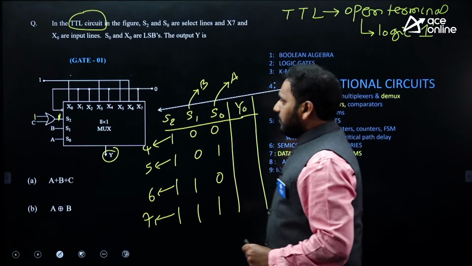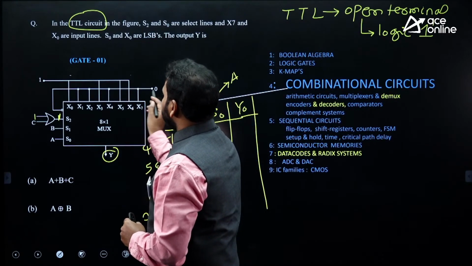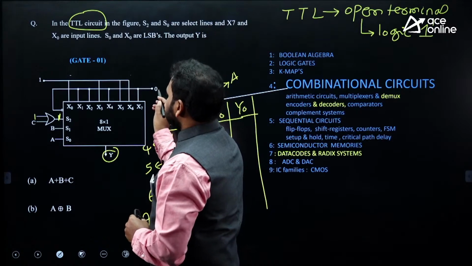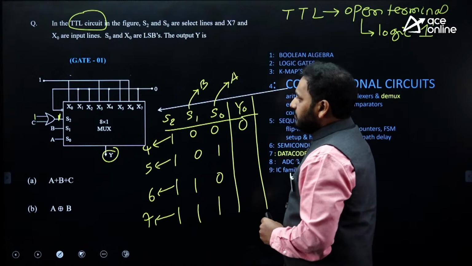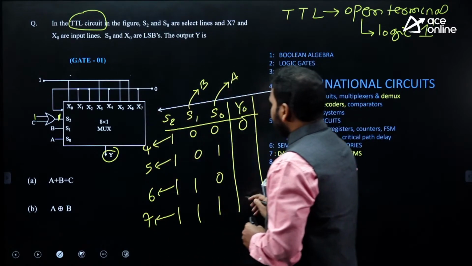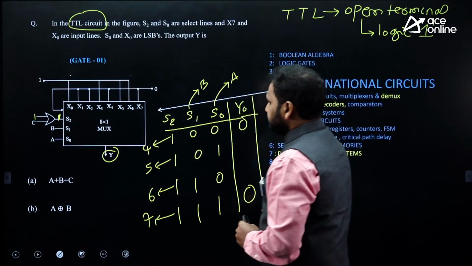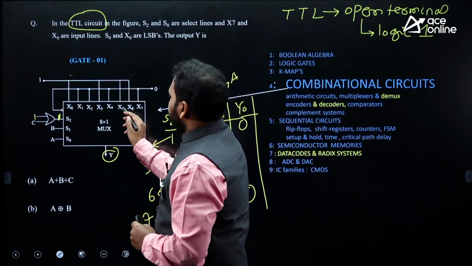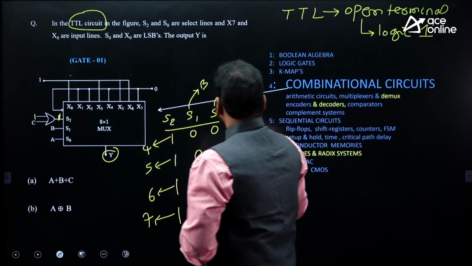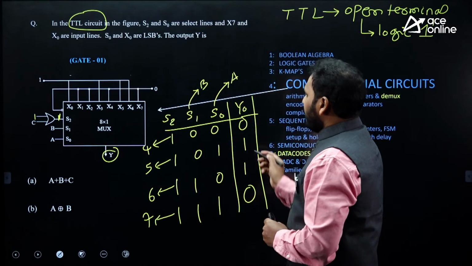Pin number 4. But my dear friends, pin number 4 is connected to 0, right? So output is 0 here. Pin number 7 is also connected to 0, right? Also connected to 0, output is 0. But pin number 5 and pin number 6 are connected to 1. That's it. Now the point is, what is output?